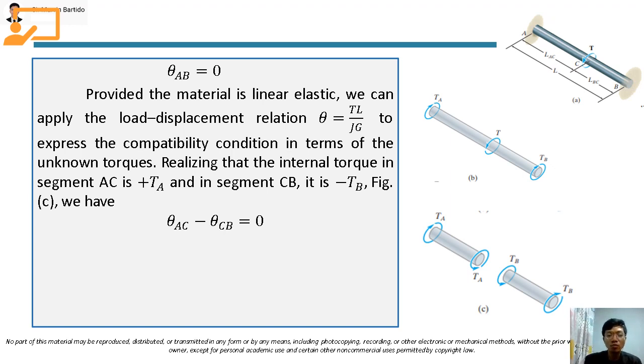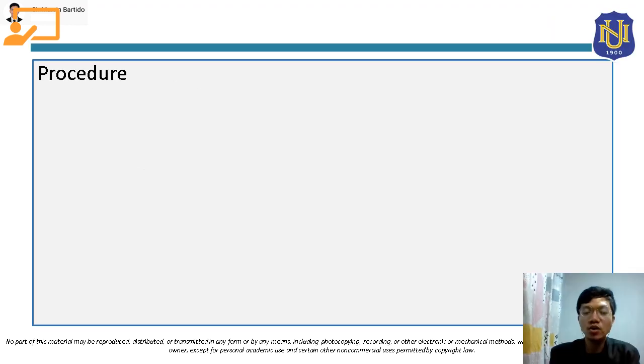From here, class, we can express this angle of twist in terms of TL over JG. So substituting this, it will become TA times length AC over JG, minus TB times length CB over JG, is equal to 0. Class, this will now be the second equation that we can use, in terms of TA and TB. Then using this equation and the equilibrium equation, we can solve for TA and TB.